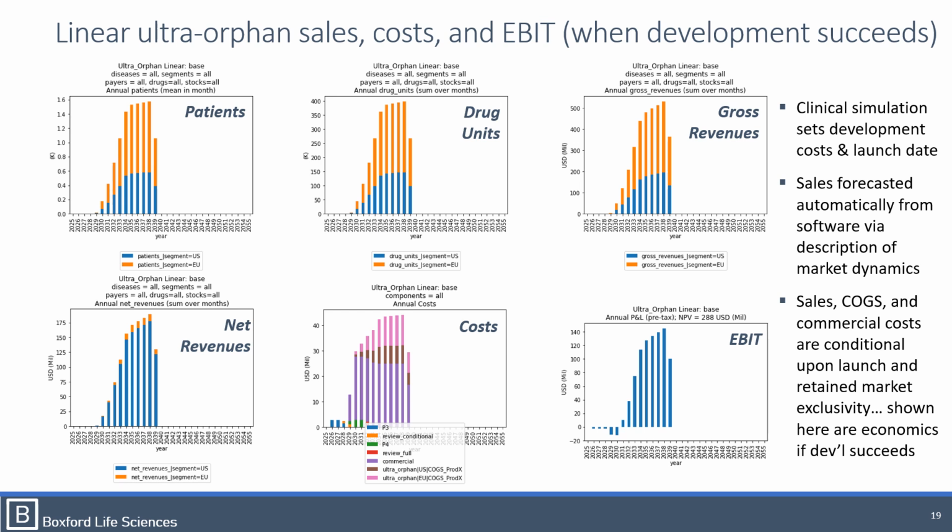For the costs, we have the development costs of each trial and regulatory review. We have assumed commercial costs that we have to incur every year to support the product, and then we have the cost of goods sold, again, separately driven by volume in the EU and in the US.